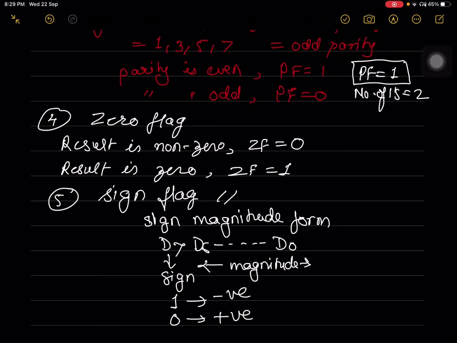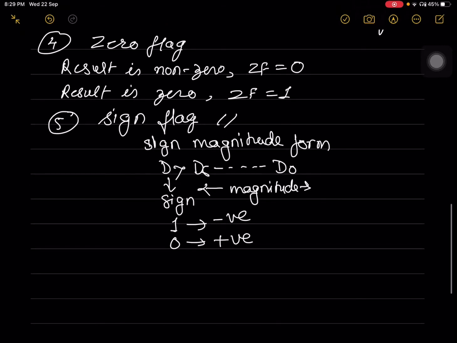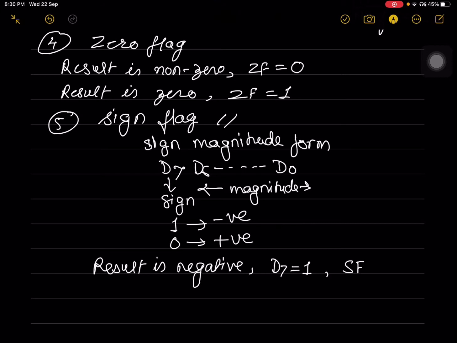But sign flag has a significance if we are performing the operation on the signed numbers. Now whenever we are performing operation on the signed numbers, after performing the operation in ALU, if the result is negative, then D7 bit of the result is 1, and in that situation the sign flag is equal to 1. Or in other words, if sign flag is 1, it indicates that the result obtained in ALU is negative.